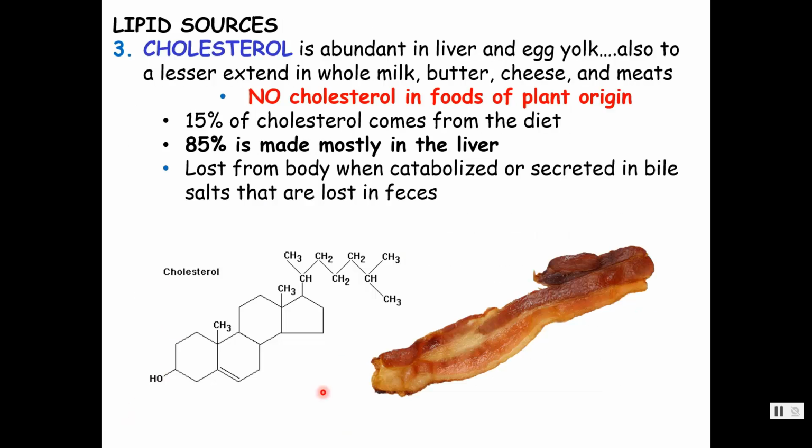So cholesterol, this is the cholesterol molecule. And so you have those 4 flat hydrocarbon rings. And then this is going to be that functional group that can be changed, and this one down here too. And so it can be turned into something else. So cholesterol is abundant in liver, egg yolks, also to a lesser extent in whole milk, butter, cheese, and meats. There is no cholesterol in foods of plant origin, so it always cracks me up when it says no cholesterol. It's like, yeah. So 15% of cholesterol actually comes from the diet, and 85% of the cholesterol comes from your liver. So your liver will actually make it.